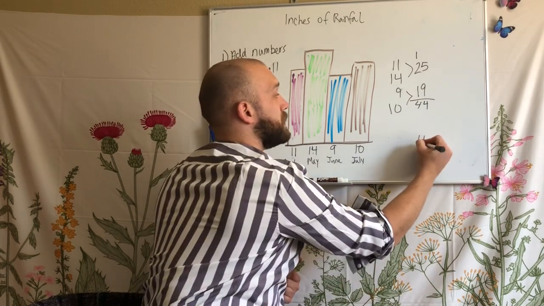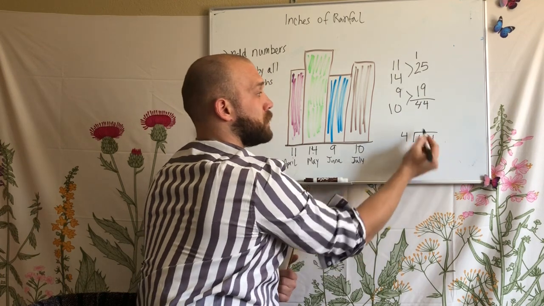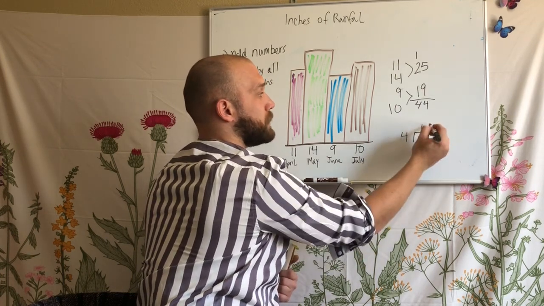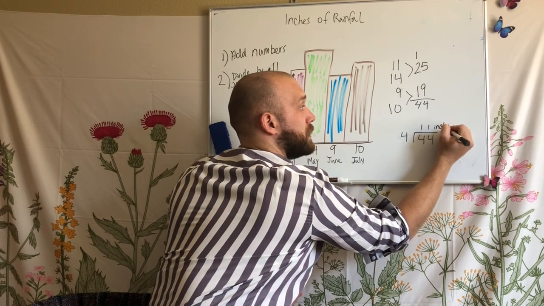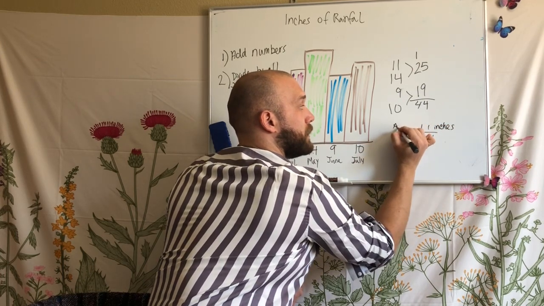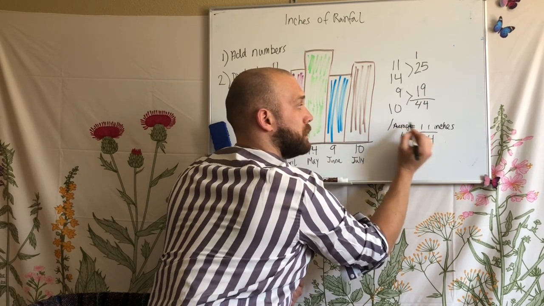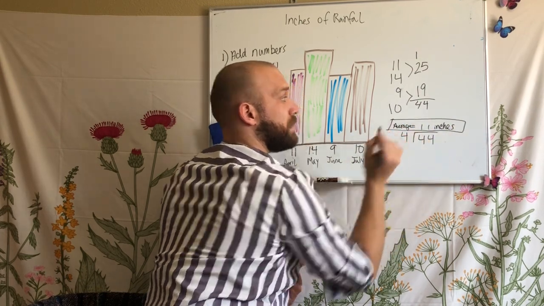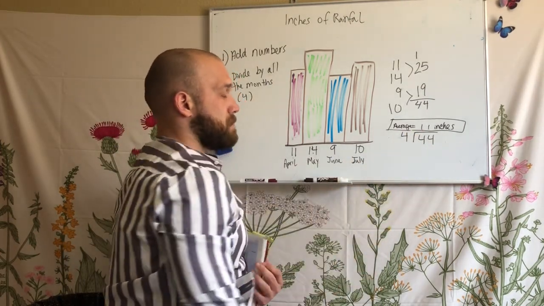I'm going to divide that by 4. 4 goes into 4 one time. 4 goes into 4 again one time. What's my average? 11 inches. So average equals 11 inches. Quick math. Dividing it, solving it.